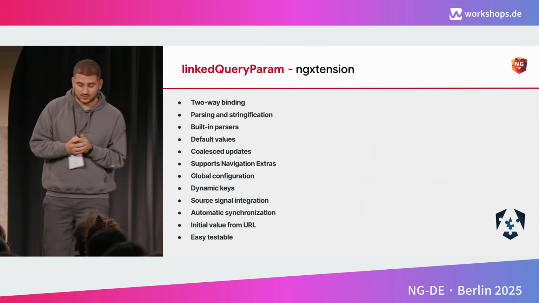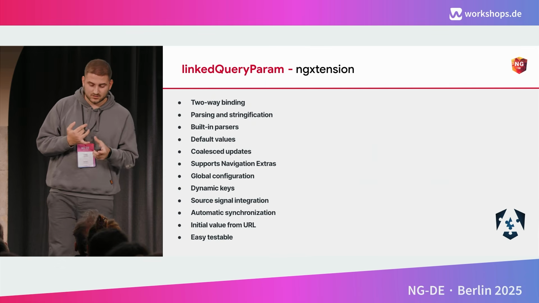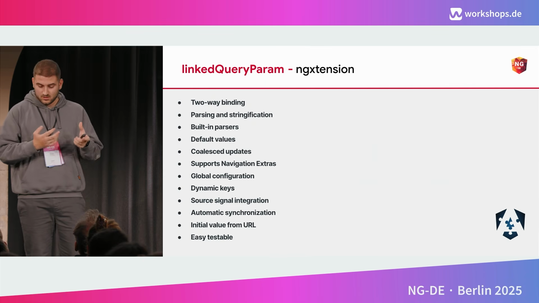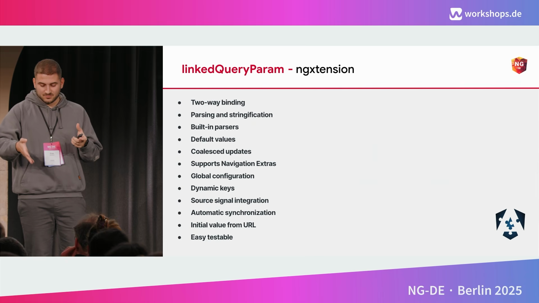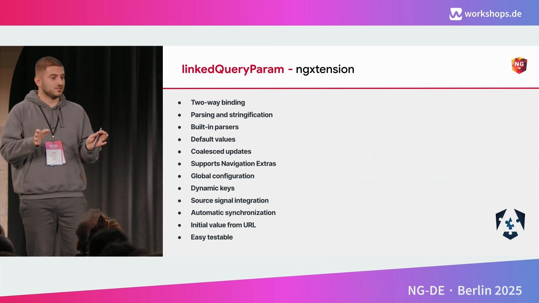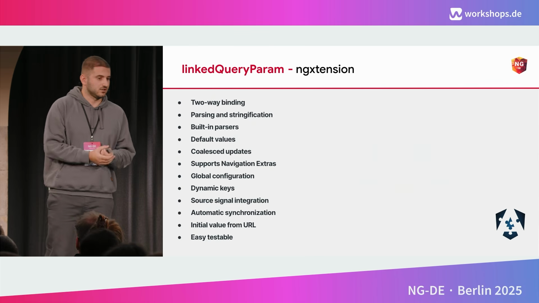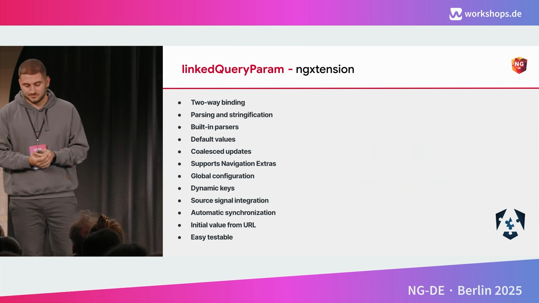It does much more than that. It has two-way binding, parsing, stringification, built-in parsers, default values, coalescing, updates, whatever. Global configuration, dynamic keys, source signal integration, automatic synchronization, initial value from URL. And it's easily testable because it just uses ActivatedRoute. So you're just testing signals in the end and your router state.